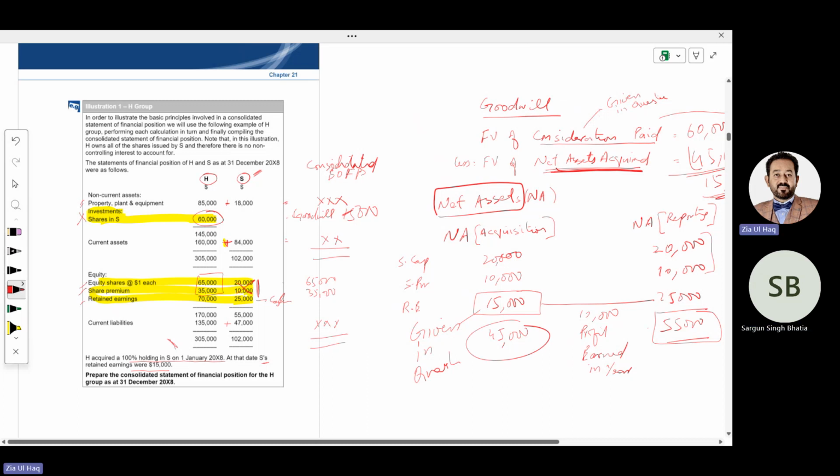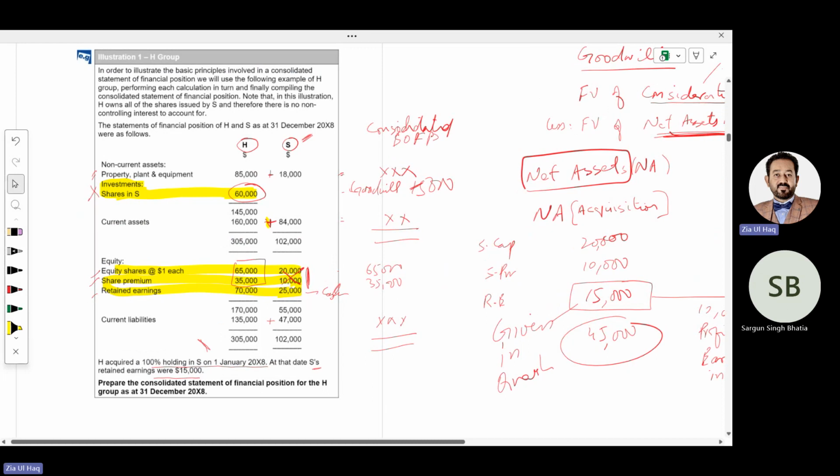So in consolidation, everything will be added except this investment in S. Instead of this, we will calculate goodwill and record it. For share capital, we will record only the parent company share capital. For share premium, we will record only the subsidiary share premium. And retained earning, how to calculate retained earning, we're going to discuss now. And for current liabilities, we will add them.